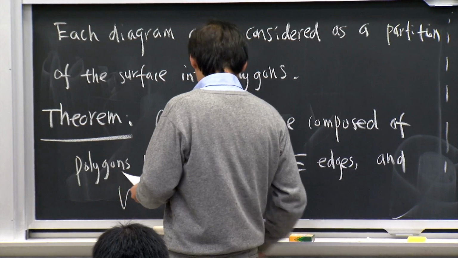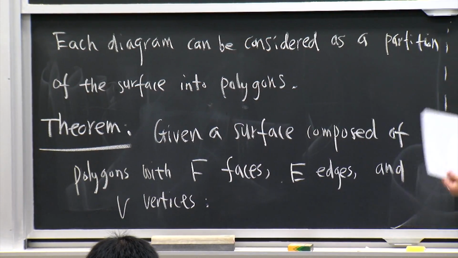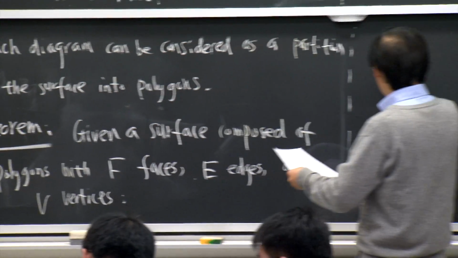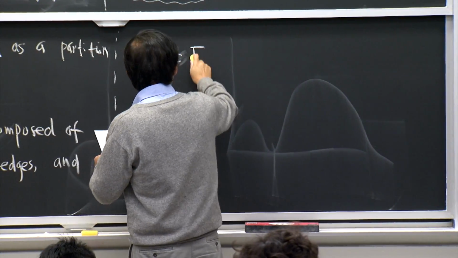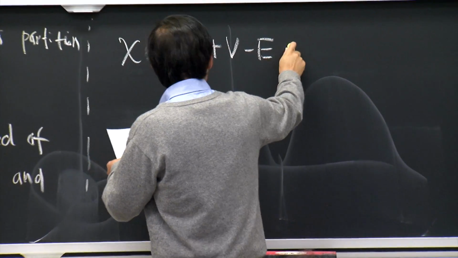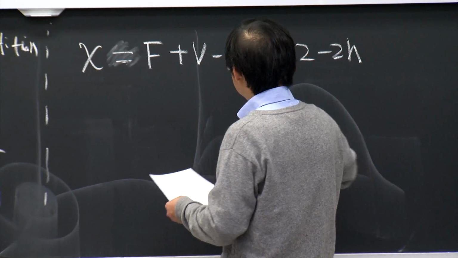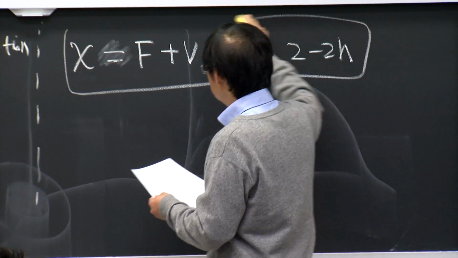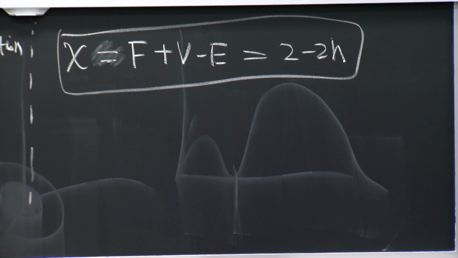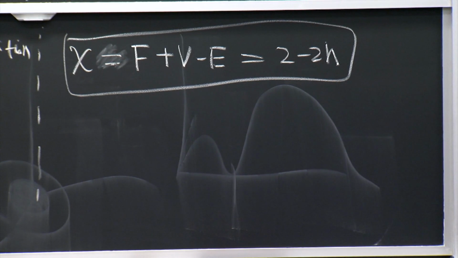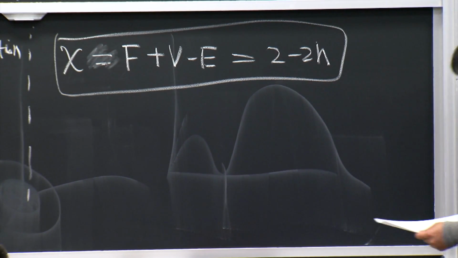Suppose you have a surface like this, and then this particular combination chi, which is defined to be F plus V minus E, is precisely equal to 2 minus 2h. Okay. So this is why this is called Euler's number. And it only depends on the topology. So this combination only depends on the topology of that surface and nothing else. We can imagine 't Hooft was a very good high school student, so he already knew this.